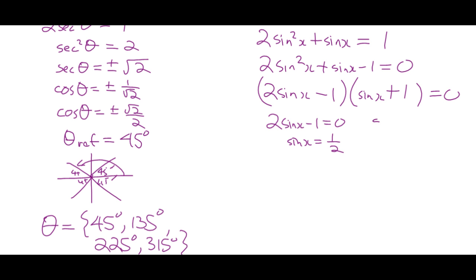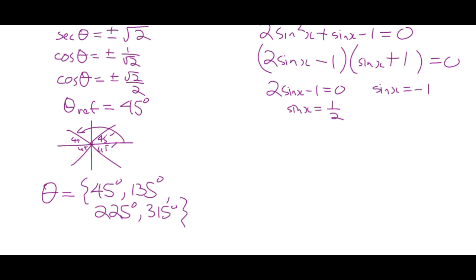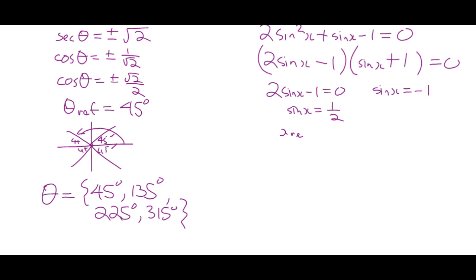x is a half, and sine x is negative 1. And we're doing a general solution, and we're in degrees. Okay, so this is Q1, Q2. This is just x when sine is negative 1. 270, right? 270 degrees. And the reference angle here is 30 degrees, so x is 30 degrees, and what's the other one? 150 degrees. Okay, so it's a general solution.